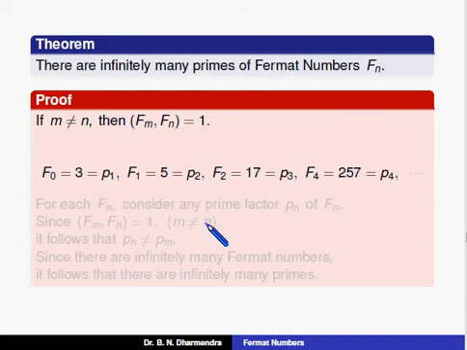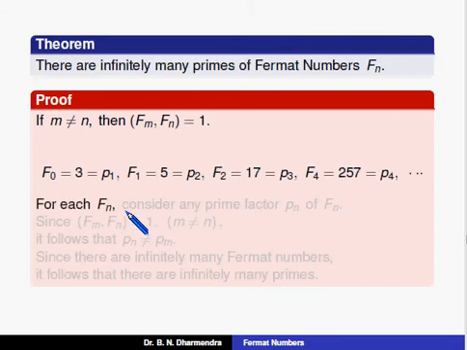So by using the same concept, fn is greater than 1 because f0 is equal to 3, so definitely it must have a divisor. A prime divisor we can say is p, that is the term pn we can consider here.